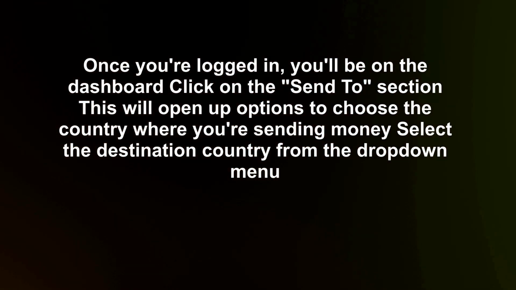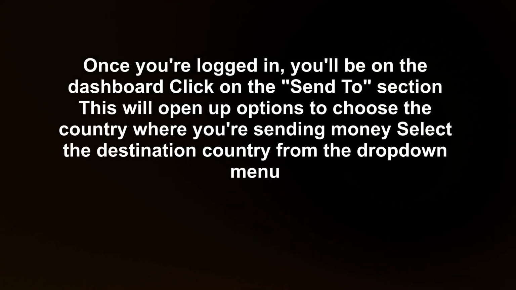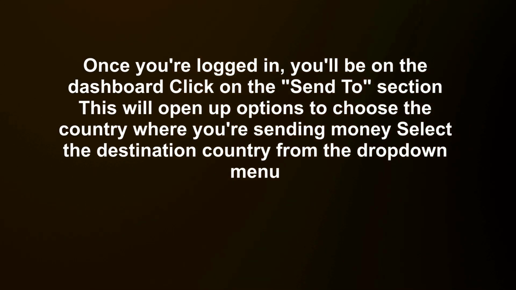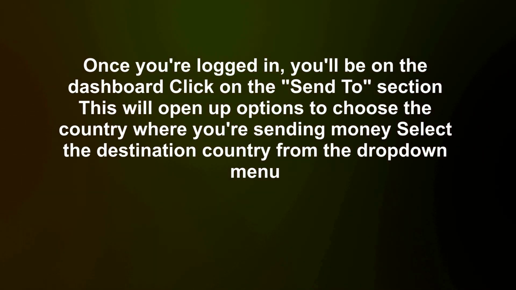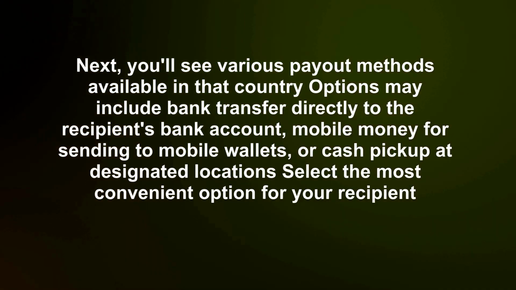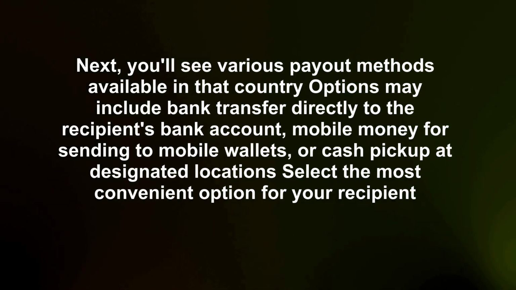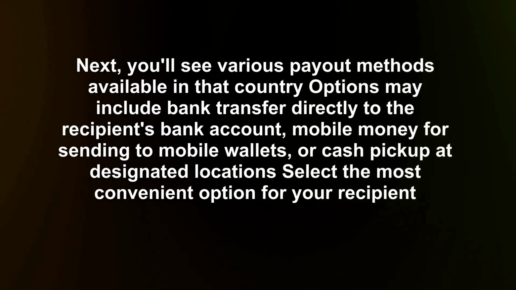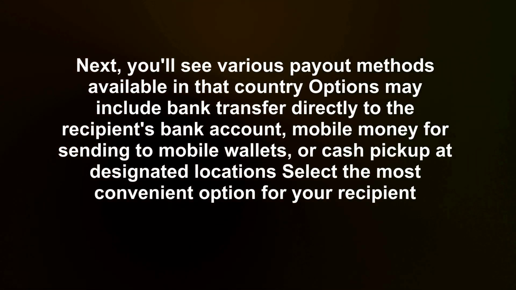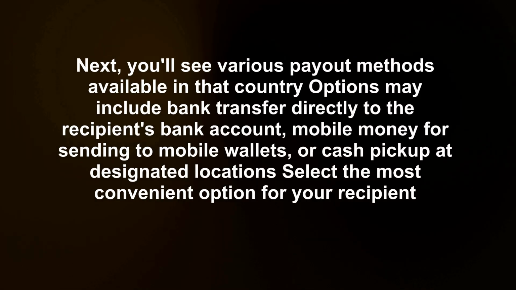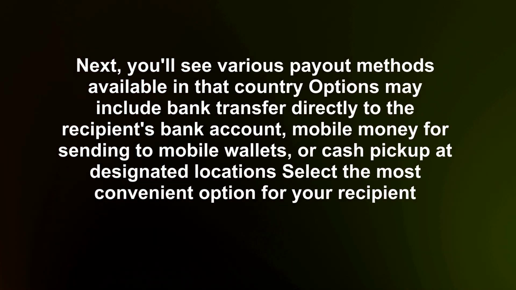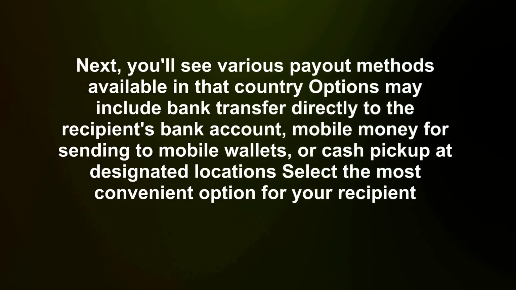Click on the Send to section. This will open up options to choose the country where you're sending money. Select the destination country from the drop-down menu. Next, you'll see various payout methods available in that country. Options may include bank transfer directly to the recipient's bank account, mobile money for sending to mobile wallets, or cash pickup at designated locations. Select the most convenient option for your recipient.